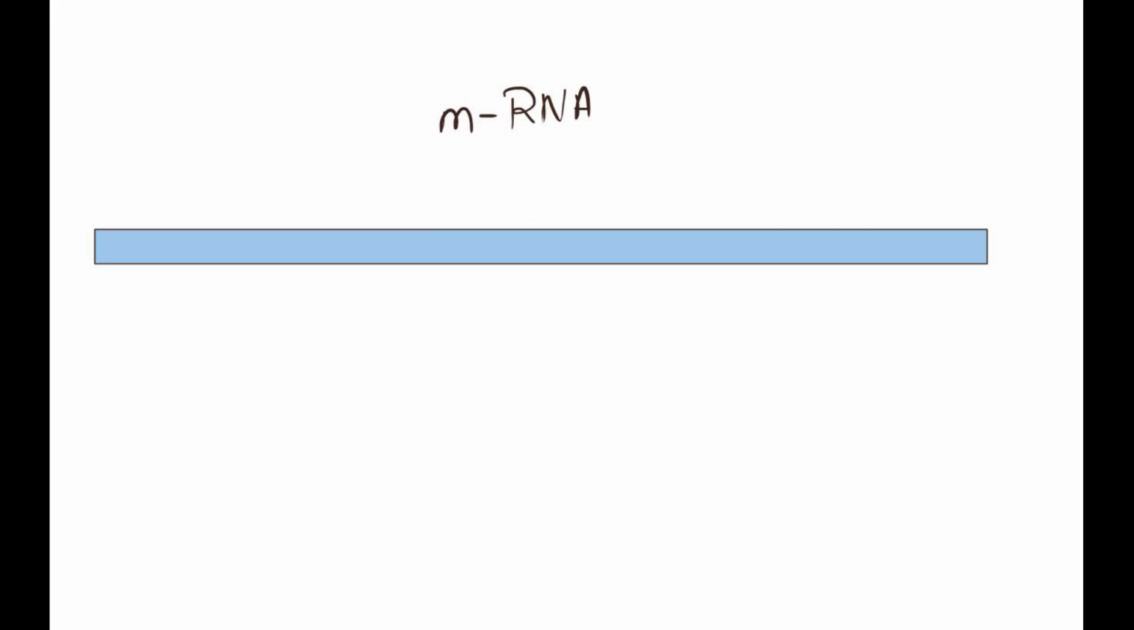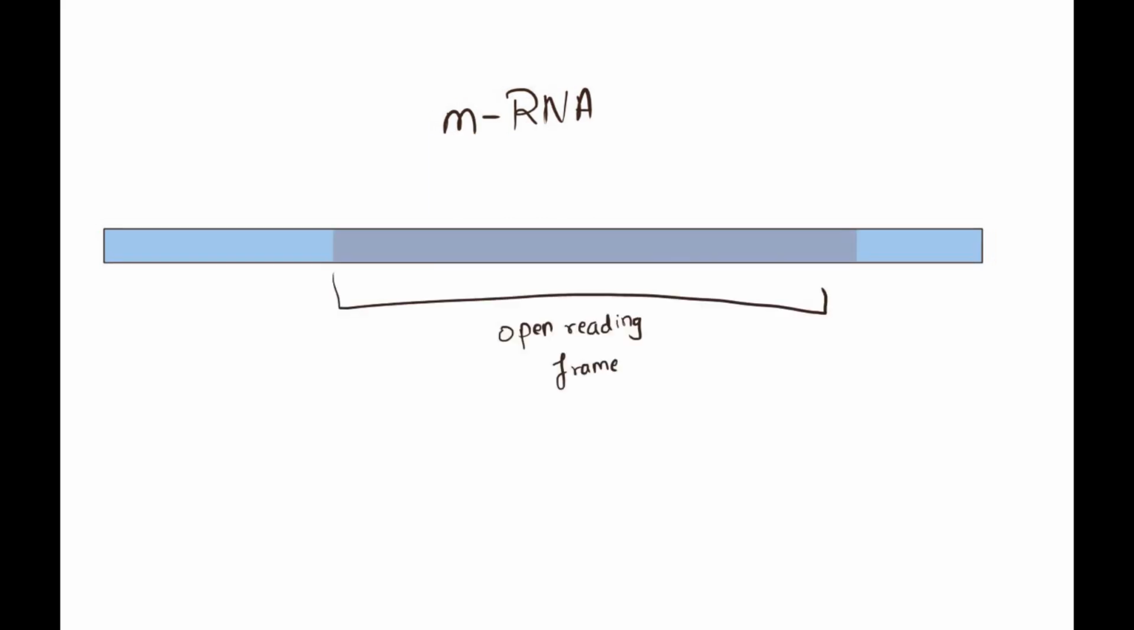So, what is an mRNA? An mRNA is a template or reference material that is used in order to put in amino acids. Now, this template material, the mRNA, has something called the open reading frame. The open reading frame is the path through which translation takes place by the ribosomes.